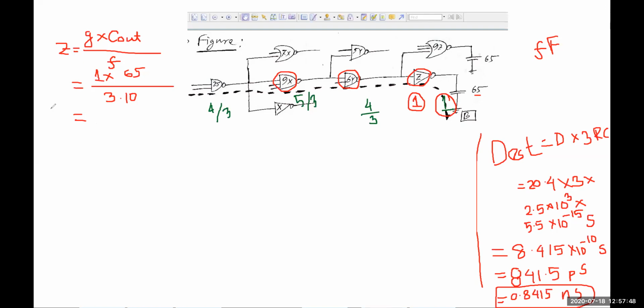The value is 20.96 or 97, so I can call it 21, because it is sizing. This is the value of sizing. You can call it 21. So if I write it as 21, I'm going to do something different.